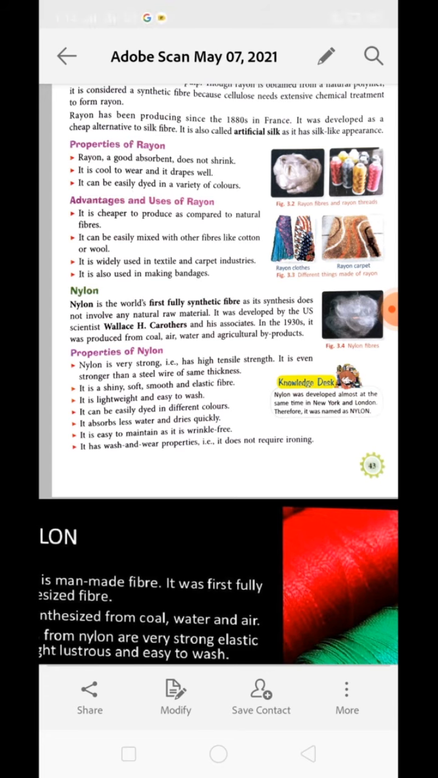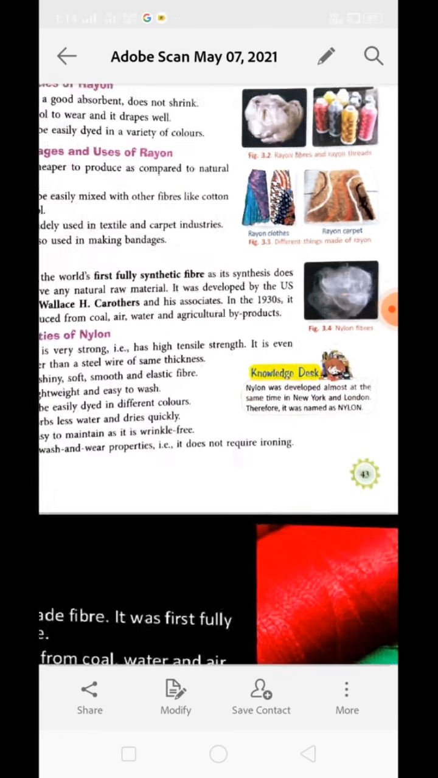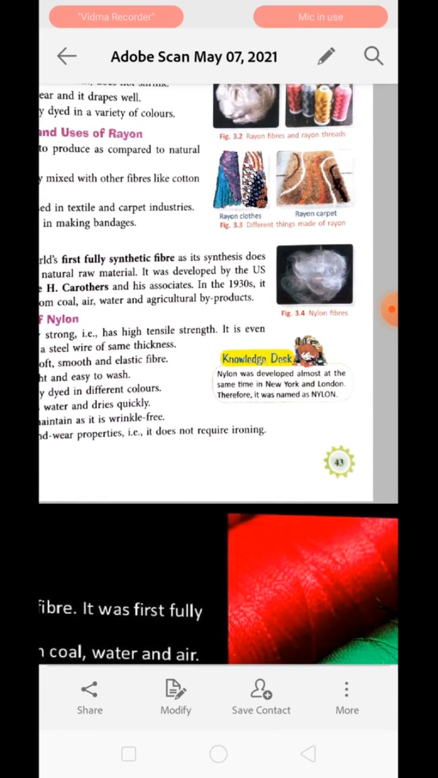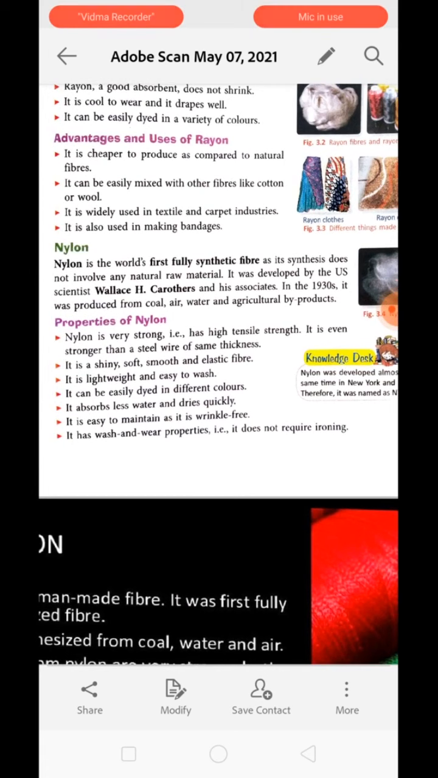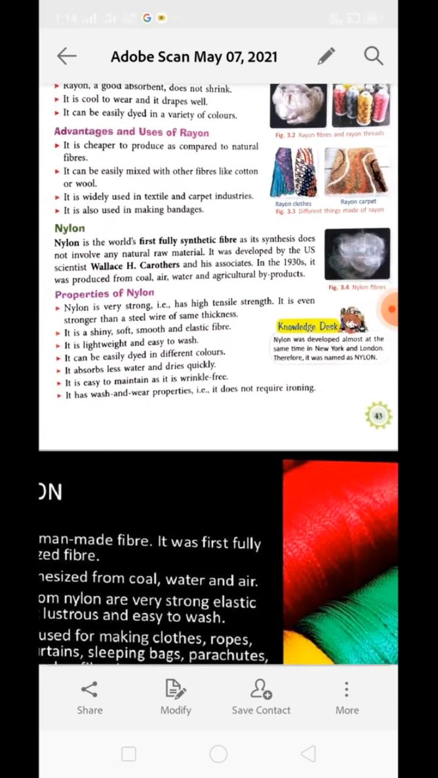Okay, so you don't have to maintain it in a proper manner. You can just hang it and wear it. It has wash and wear property. It does not need regular ironing. So it is good to use and very comfortable to use. But yes, as it is a synthetic fiber, it is a bad absorbent of water. That is why you can feel uncomfortable while wearing this cloth during summer.